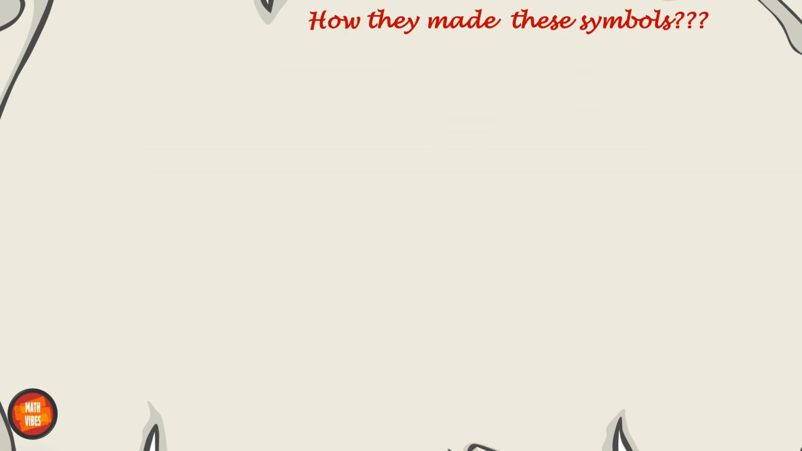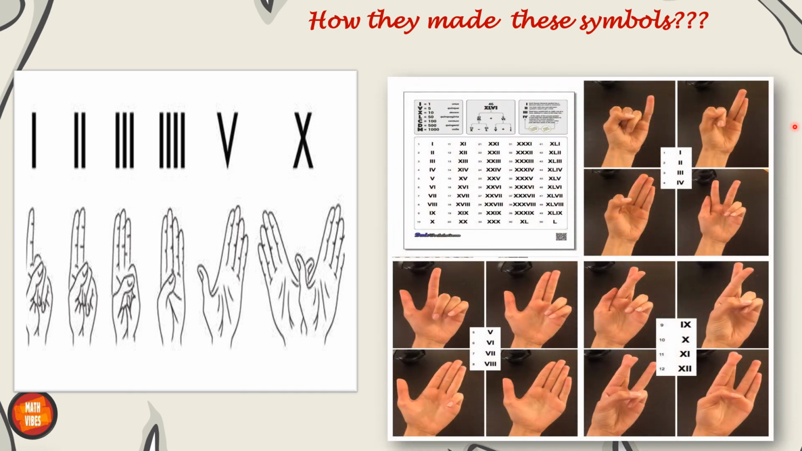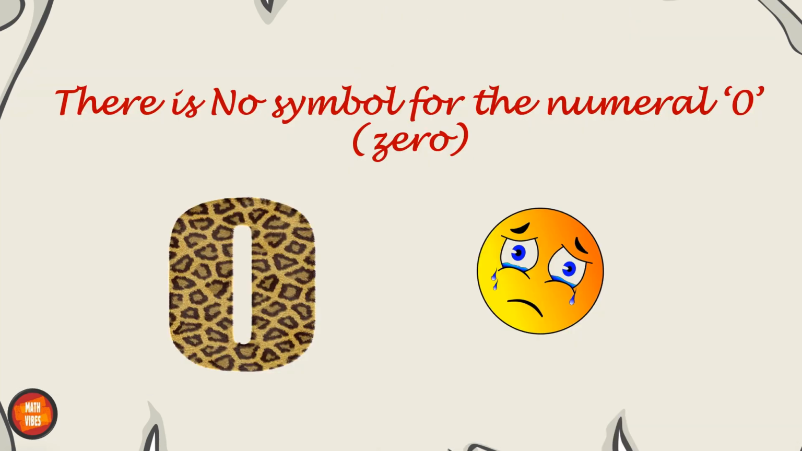So how did they make these symbols? Well, with the help of their hands or fingers. See, this one finger will denote 1, 2 for 2, 3 for 3 and 4 for 4. So they have made symbols like this. We have all these fingers in our hand, right? So they used some of these combinations to make the symbols. Or these also you can see and take the help of this.